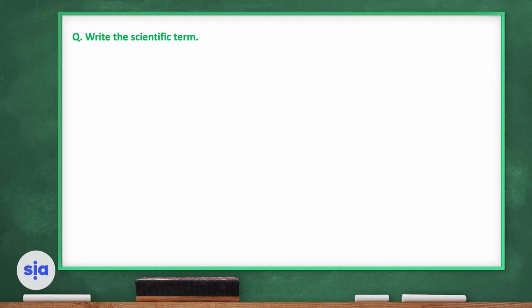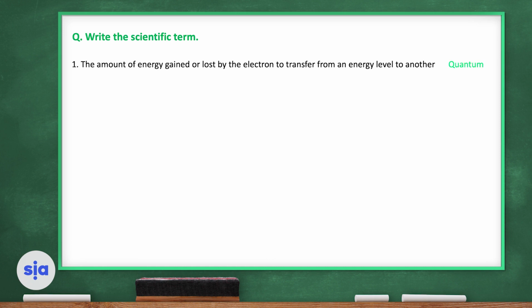Write the scientific term. The amount of energy gained or lost by the electron to transfer from an energy level to another. Quantum. Negatively charged particles that revolve around the nucleus of an atom. Electrons.